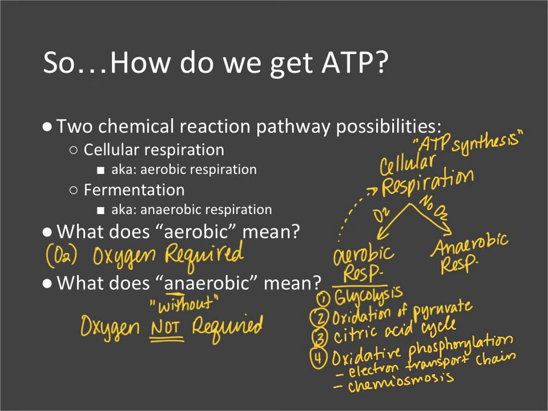Now, anaerobic respiration has a different set of chemical reactions. The first one is actually still glycolysis, and I'm going to change colors here real quick. So glycolysis is actually step one of both pathways. But for anaerobic respiration, the second set of reactions is known as fermentation. And then that's it for anaerobic respiration. And we're going to go over all of these in more detail on the following slides.